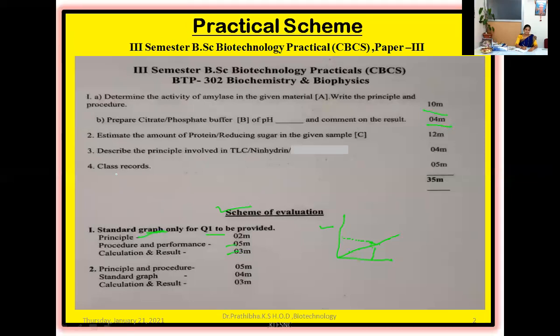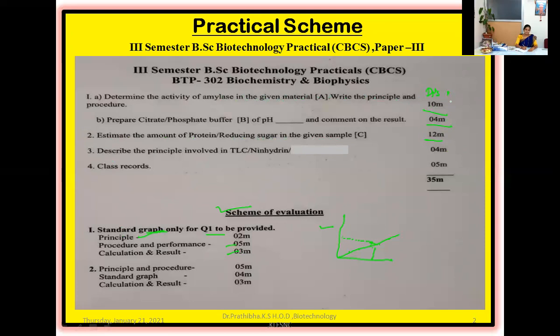Then question number 2: estimate the amount of protein or reducing sugar in the given sample C. This carries 12 marks, so you need to go through these marks and write the answer. Writing part will be more. You need to write the DNS method principle and the DNS method tabular column here.